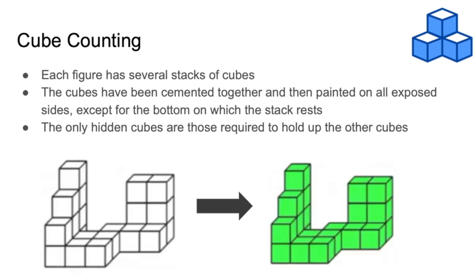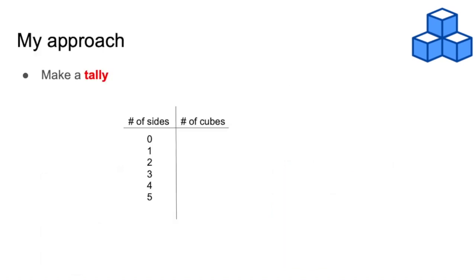One example of a hidden cube is this cube behind here that is holding up this stack. Another example would be this cube holding up this middle stack. So they are completely blocked from our view, but we know they are there because of the rule that there are no floating cubes.